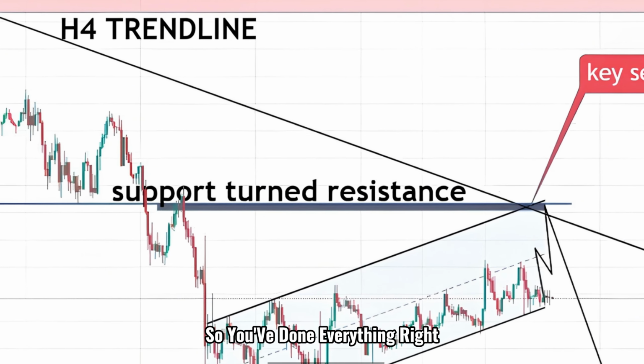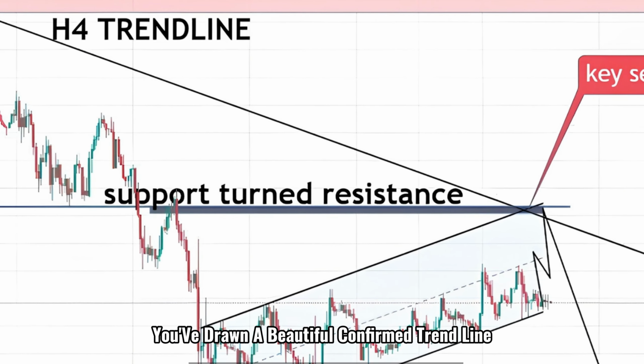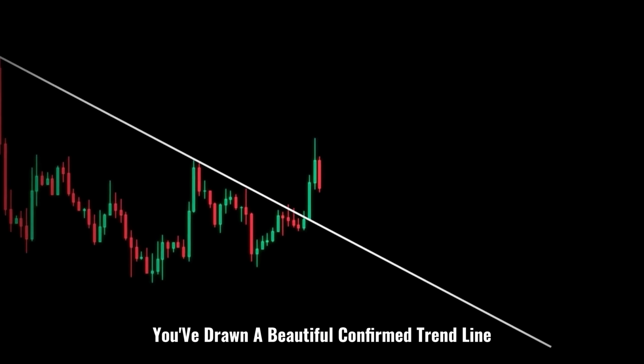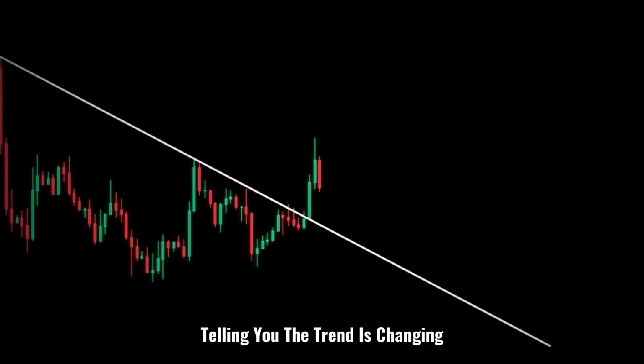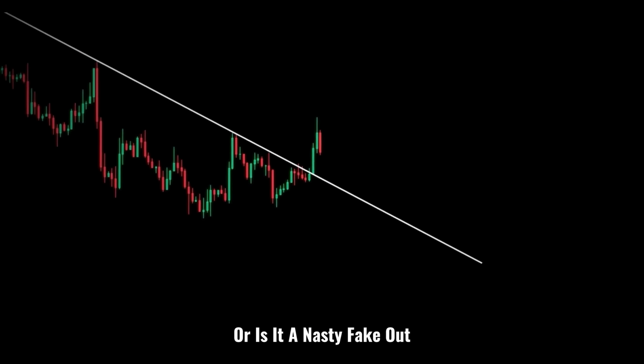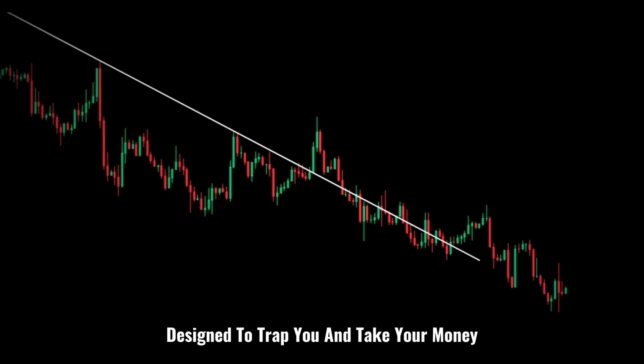Okay? So you've done everything right. You've drawn a beautiful confirmed trend line, and now price is breaking through it. This is the moment of truth. Is this a real breakout, telling you the trend is changing? Or is it a nasty fake out, designed to trap you and take your money?